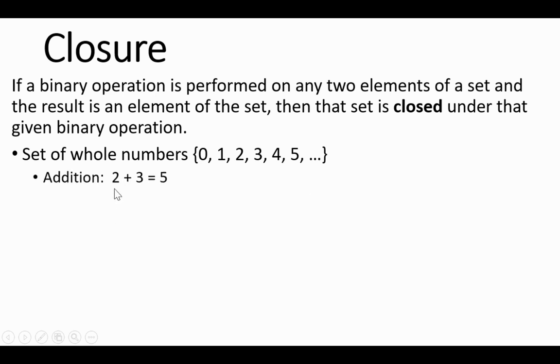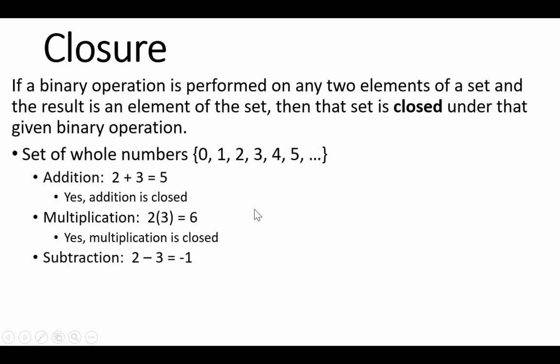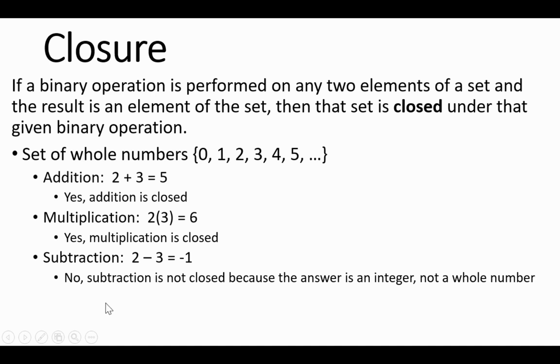So here's an example. 2 plus 3 gives you a whole number of 5. Yes, addition is closed. So we have a closed set. Yeah, we did this a little while ago. I know, dig back. Multiplication, 2 times 3 is 6. Again, it's part of the whole numbers set, so it is a closed operation. Subtraction, 2 minus 3 is -1. Is that part of a closed set here? No, subtraction is not closed because the answer is an integer and not a whole number.